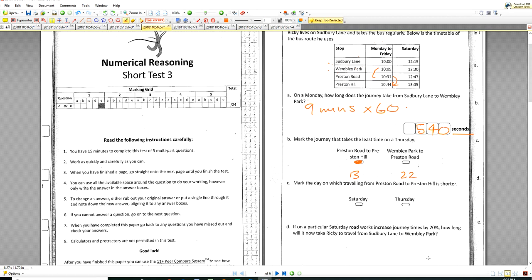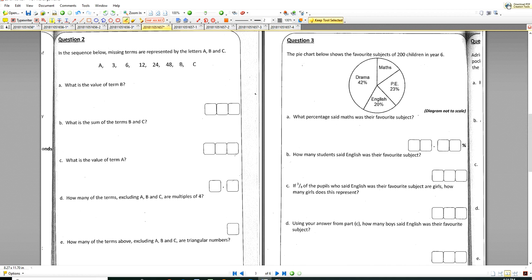Okay, next question. Mark the day on which traveling from Preston Road to Preston Hill is shorter. So Preston Road to Preston Hill, is it going to be a Monday to Friday time, or is it going to be on the weekend? So 10:31 to 10:44, we have here a time of 13 minutes. 12:47 to 13:05 will give us a much greater time. So the one which has the least time will be again Thursday, not the weekend, which will be much more. So that'll give you 13 minutes to the hour plus another 5. That'll be 18 minutes. So it's not that one. Oops, we've gone up too far.